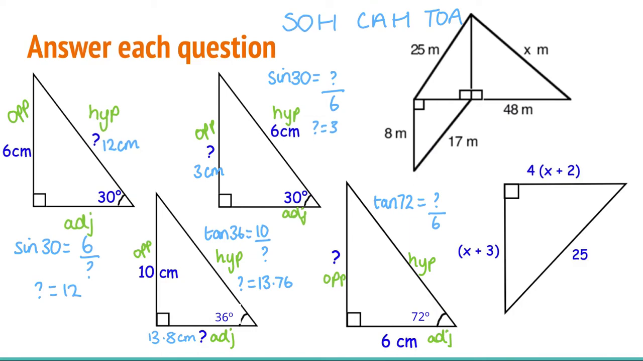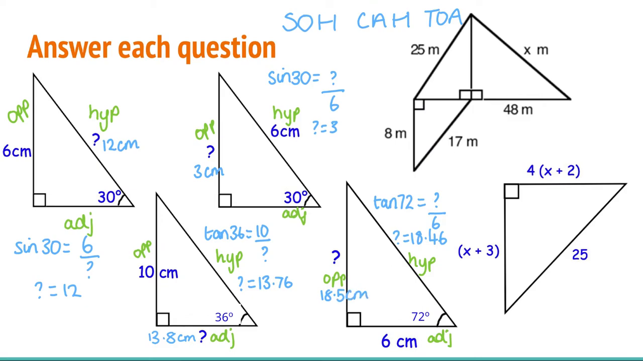That doesn't sound right. Tan 72... 18.46. So to 3 decimal places, to 3 significant figures, that is 18.5 centimeters.